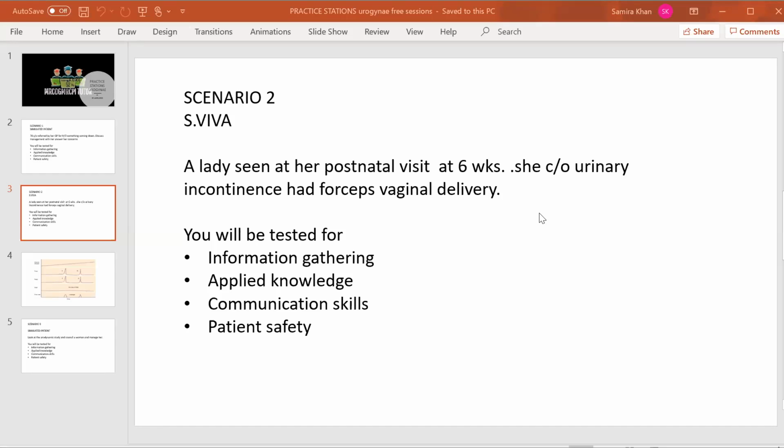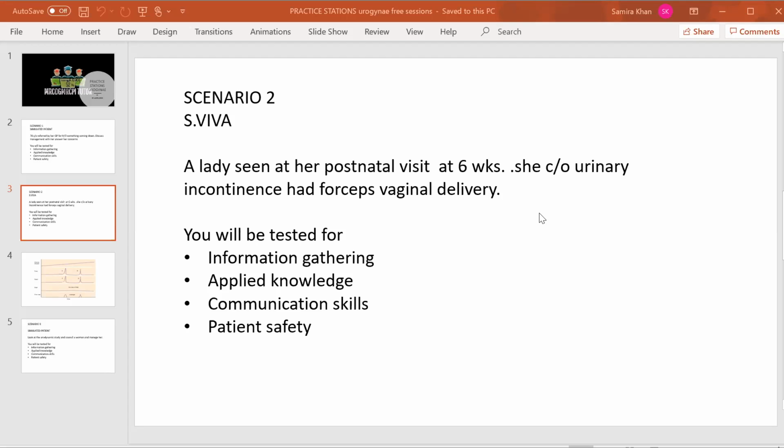Also, I have to ask about the history of whether she has these symptoms immediately after delivery, or before she had this problem. In your differential diagnosis list there are still two things remaining. Your history cannot be complete if you forget these two things. Especially if she has any leakage, urine leakage.